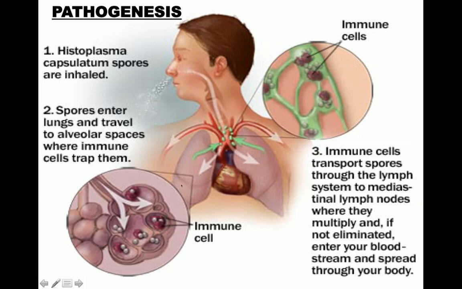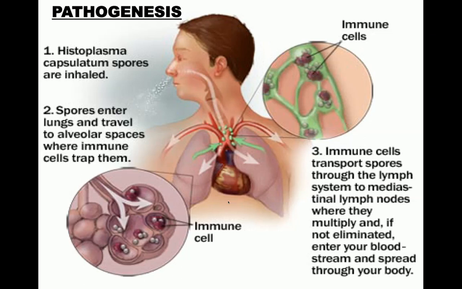Coming to its pathogenesis, Histoplasma capsulatum spores are inhaled. They go and settle down in the lungs in the alveolar spaces, where they are taken up by the immune cells, the macrophages, and they are taken to the mediastinal lymph node, where they are converted into yeast cells. The yeast cells start multiplying, and then they are carried via the bloodstream to different parts of our body.